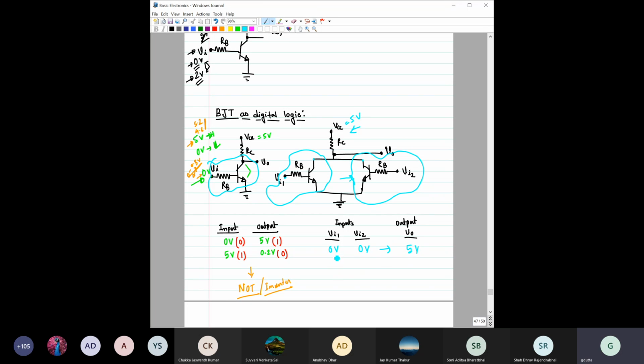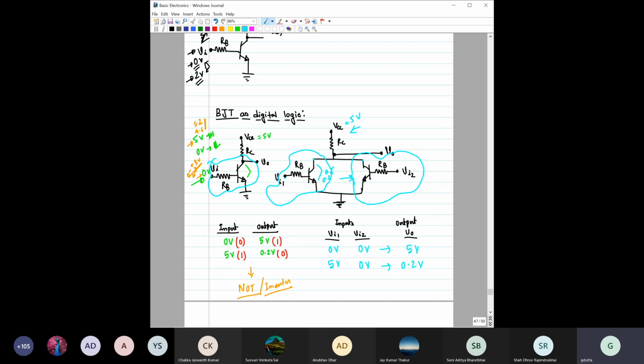Now say you apply 5 volt at this input VI1 and apply 0 volt at this one. When you apply 5 volt, you make this transistor on, so this voltage is now 0.2 volt. But you have made this transistor off, so this voltage is still 5 volt. But this V output is connected in parallel with both of them. Now this voltage is 0.2, which is quite close to this ground. So this V output will be equal to 0.2 volt only, right?